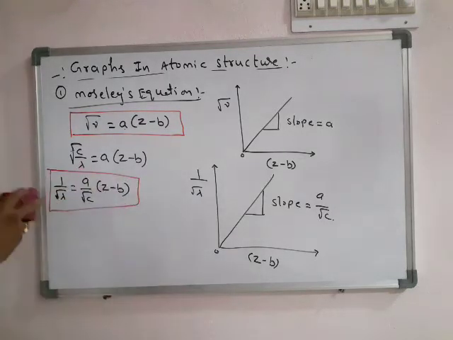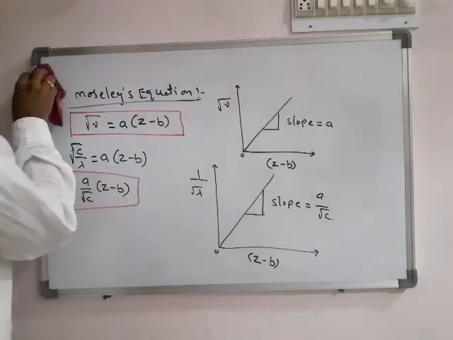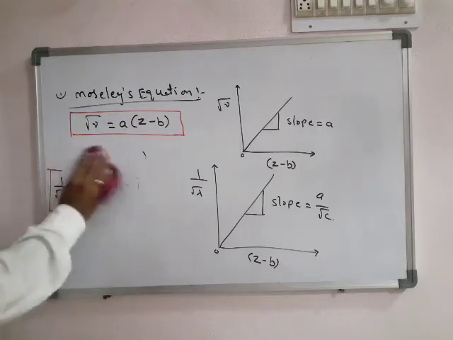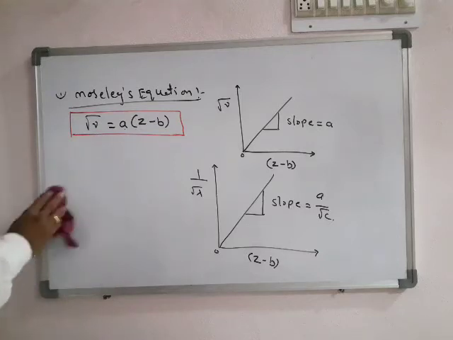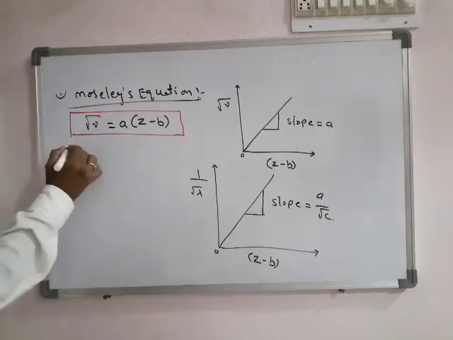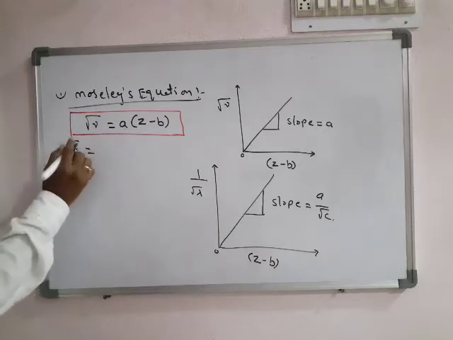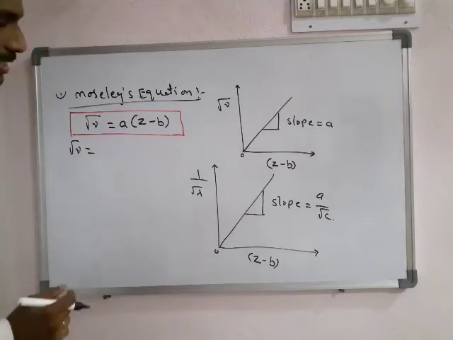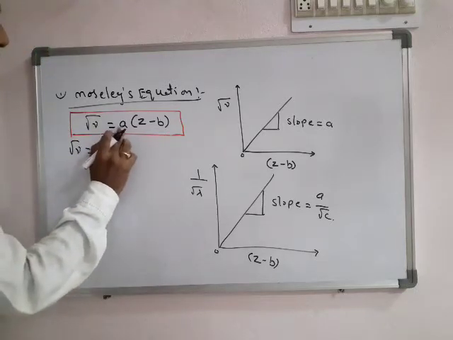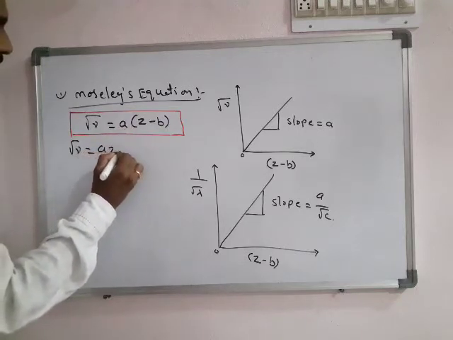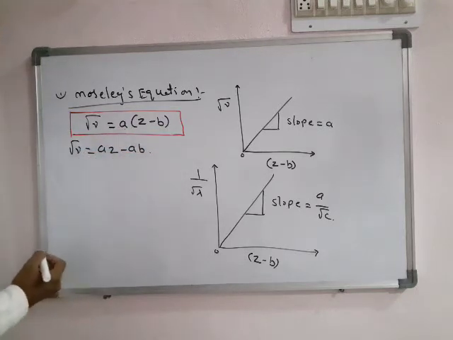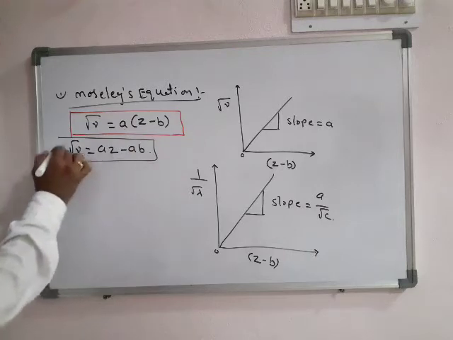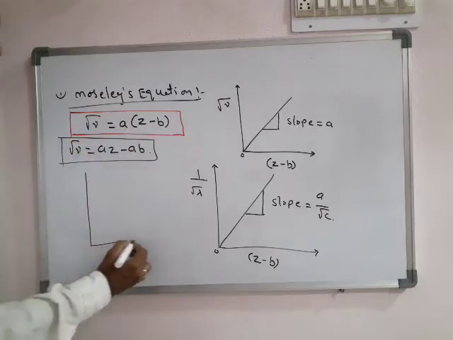Now, there is some other question also based on this Moseley's equation. Here root nu, we are taking different choices of Moseley's equation. Root nu is equal to a into z minus ab, where a is a constant and b is a constant. So this also can be taken as one of the equations for giving graphs.